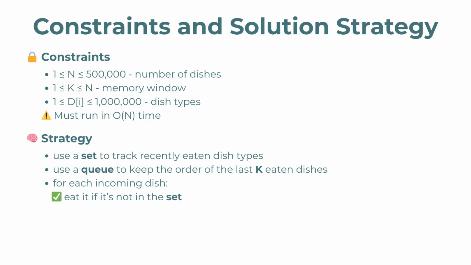Before we jump into the code, let's quickly look at the constraints and our plan. We're dealing with up to 500,000 dishes and 1,000,000 dish types, so we need an O(n) time solution. To solve this efficiently, we'll use a set to track recently eaten dishes and a queue to maintain their order. For each new dish, we'll simply check the set. If it's not there, we eat it.